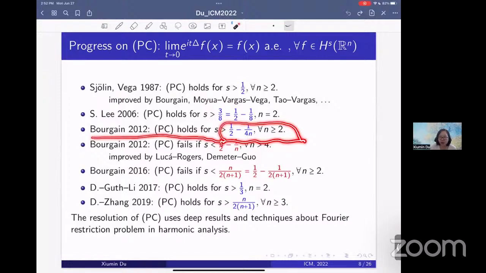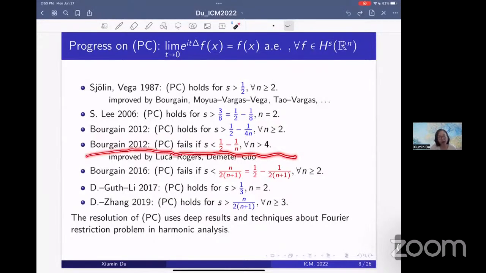And before Bourgain's work, for a long time, people believed that 1/4 should be the sharp endpoint for pointwise convergence in every dimension. However, in this paper, Bourgain constructed an example showing that this is no longer true when s is small for large n. The pointwise convergence can fail if s is smaller than 1/2 minus 1/n when n is greater than 4. And this was further improved by Lucà and Rogers, Demeter and Guo.